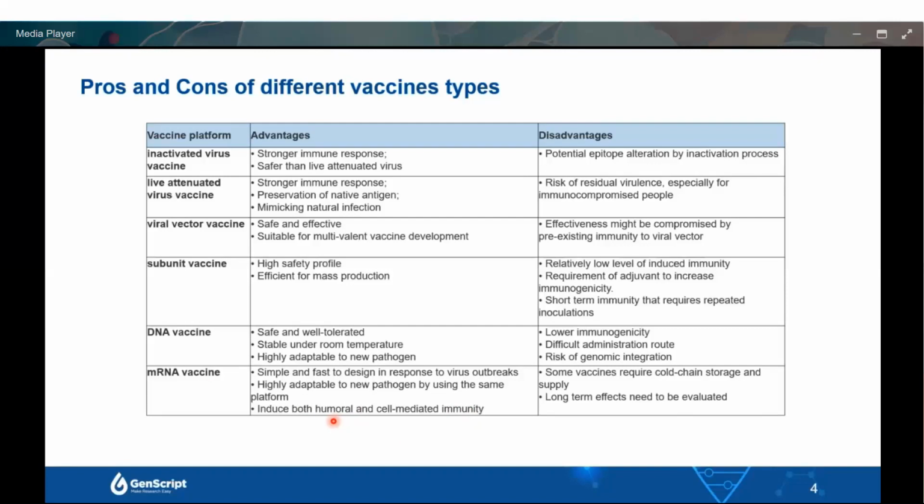It can induce both humoral and cell-mediated immunity, and it's highly adaptable to new pathogens because it's a platform-based vaccine. But the disadvantage is that some vaccines require cold chain storage and supply, and the long-term effects need to be evaluated because it's the third generation. We still need to see the long-term effects.